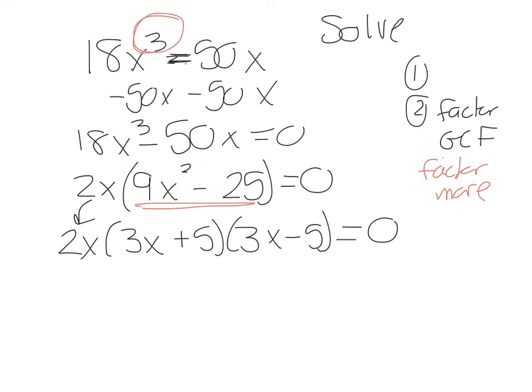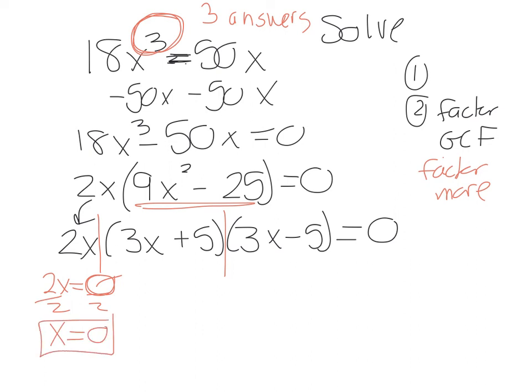Because I've started with my largest exponent as a 3, that tells me I'm going to have 3 answers. If the largest exponent is 2, you could have 2 answers. The largest exponent is 3, you're going to be looking for 3 answers. So I'm separating it into 1, 2, 3 different parts. The first one says 2x, and you set each equal to 0. The first one is 2x equals 0, divide by 2, and x equals 0. Don't lose that one answer, because that'll cost you if you lose it.